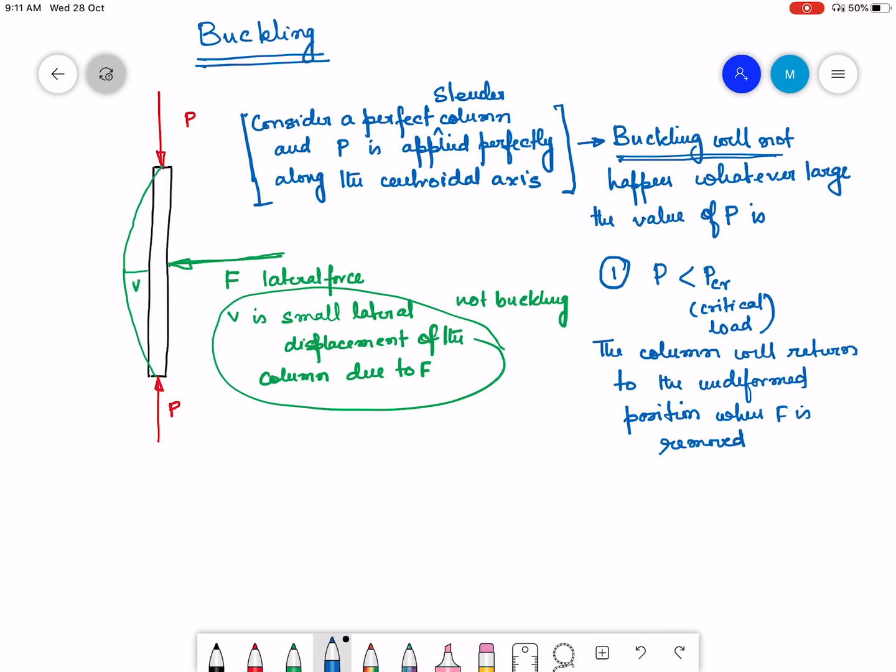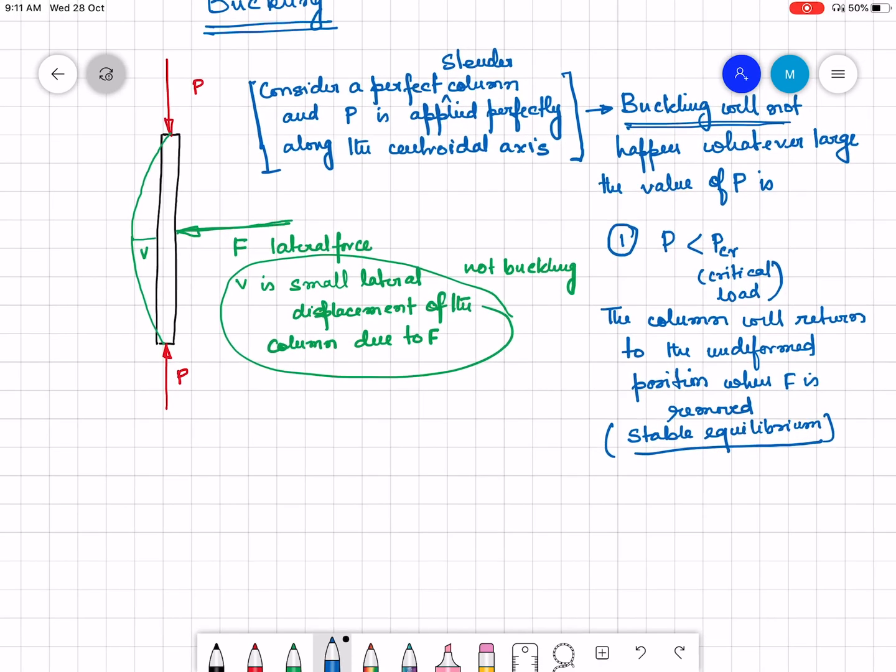Okay, so that is the first case, and this case is called the case of stable equilibrium. You of course know what is meant by stable equilibrium. So this is the case of stable equilibrium. Now let us go to the second case.